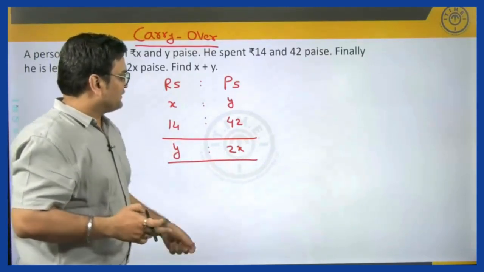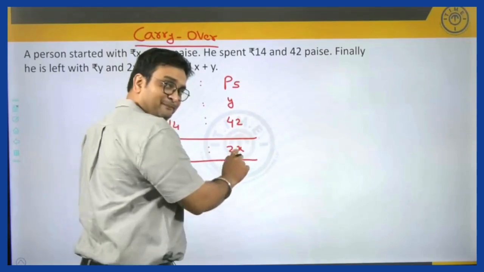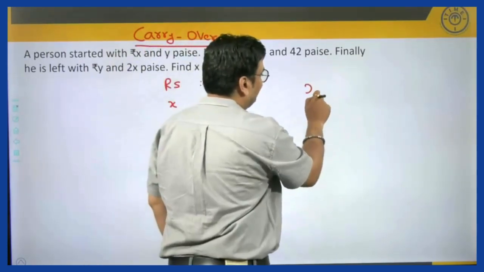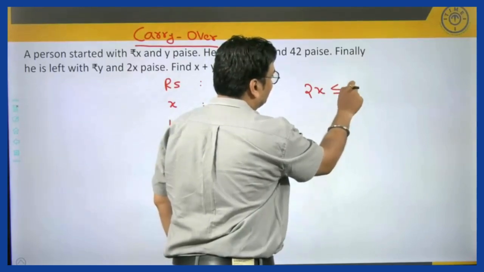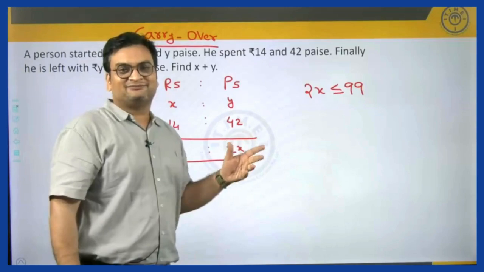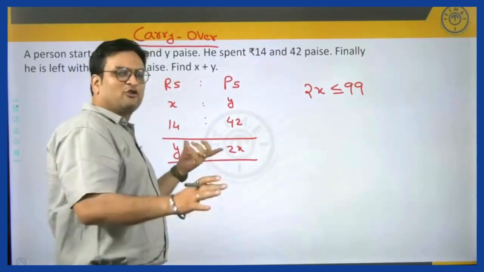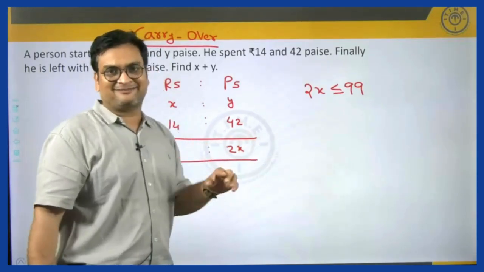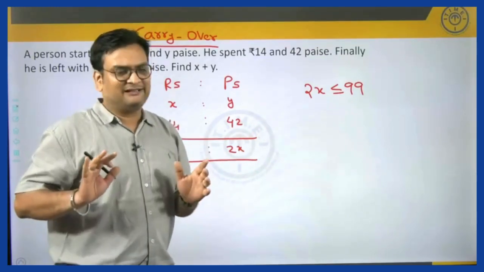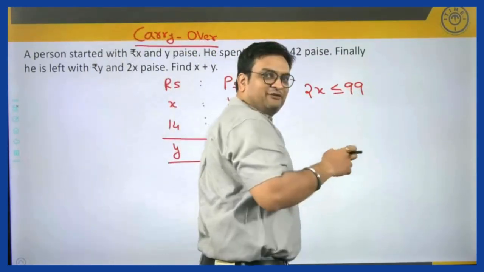Can we say, since we are talking about 2x paise, that this 2x will have to be less than or equal to 99? Because I cannot write 100 here, right? 100 paise will make 1 rupee. We'll write 1 rupee and 0 paise. 100 paise we don't write, right? So 2x should be less than or equal to 99, we can say.